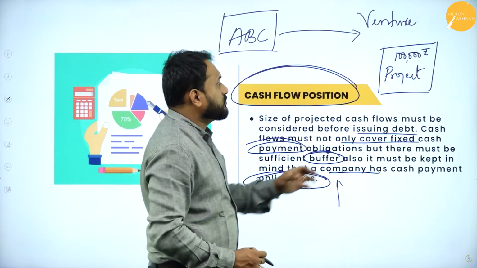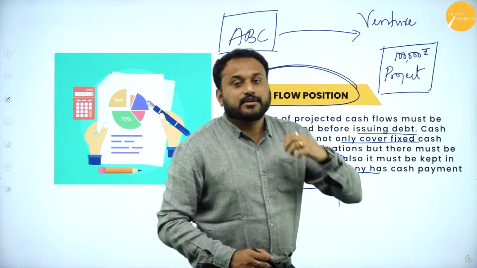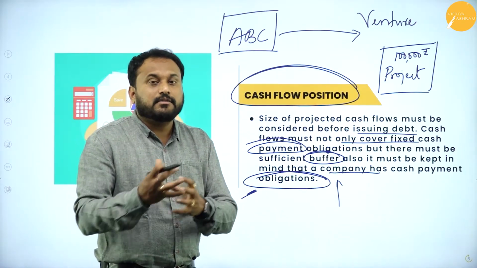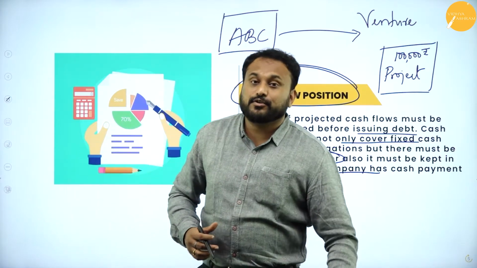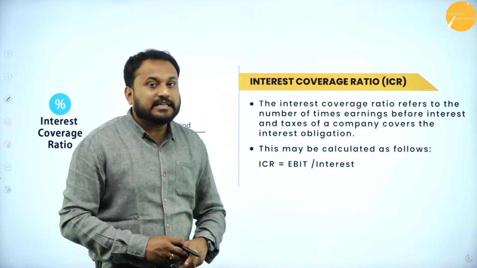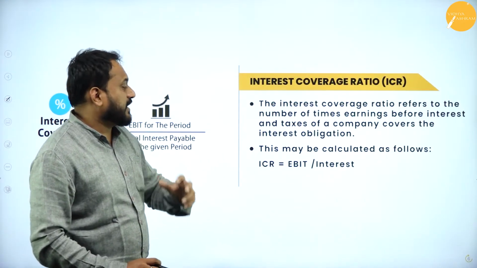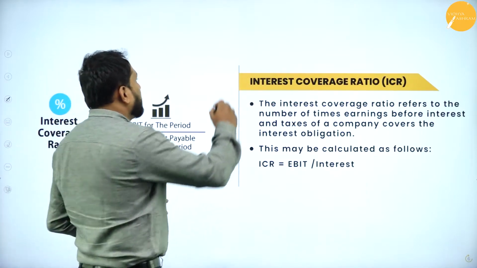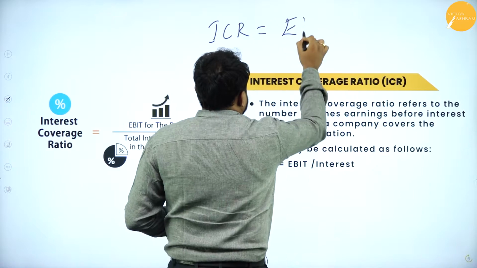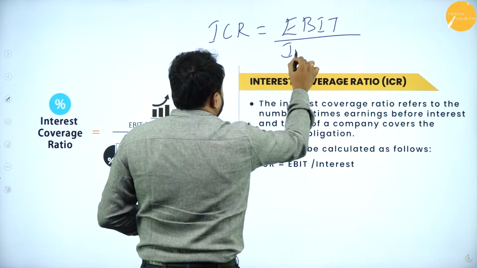Now here what happens is whatever you have actually borrowed, working capital is there. Every day you are supposed to work. So for that you also should have more money. That's why cash flow is very, very important. Next one we have is interest coverage ratio. Understand the interest coverage ratio. We always call that ICR, which is equal to EBIT divided by interest.